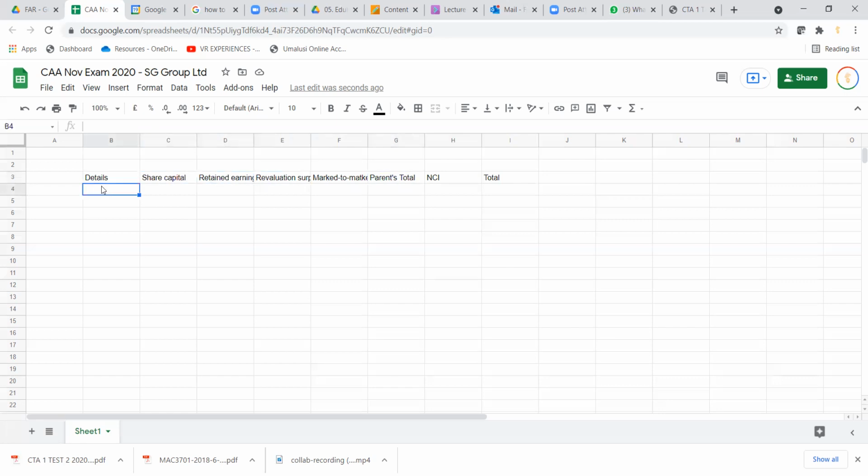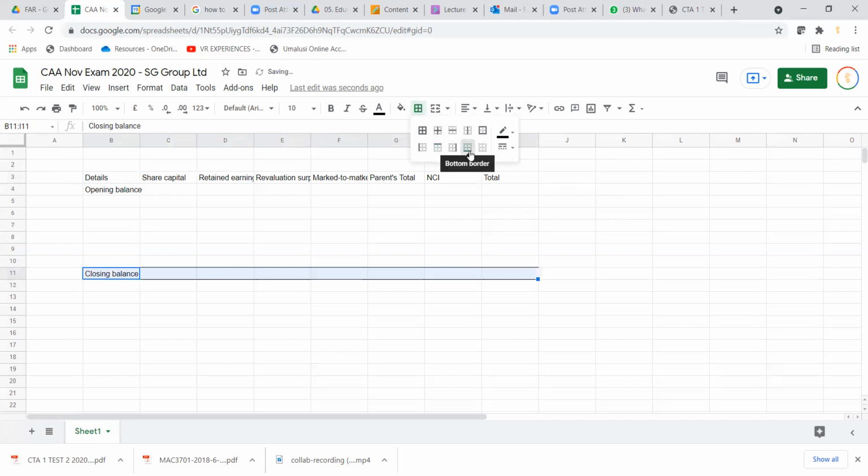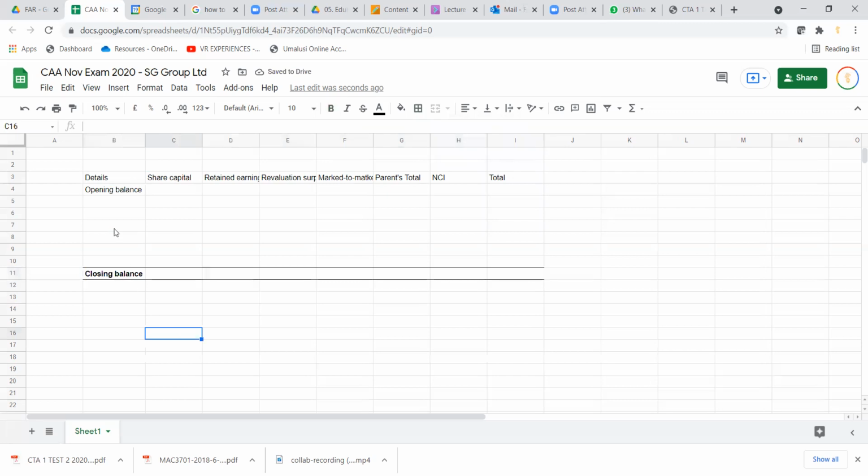Remember what we're trying to do: we're trying to reconcile how the opening balance went to the closing balance. So that's what we're trying to get to. Now the question is, what are the movements that can happen? The typical movement would be total comprehensive income. Remember, total comprehensive income is made up of profit or loss and other comprehensive income, OCI. So what changes the balances is profit or loss and OCI.